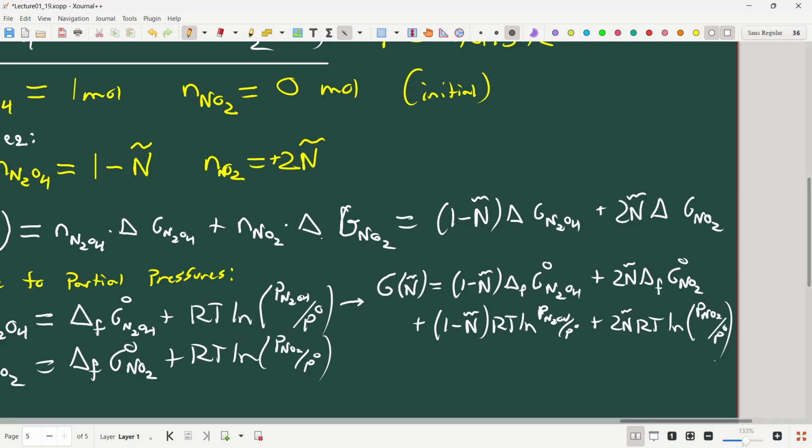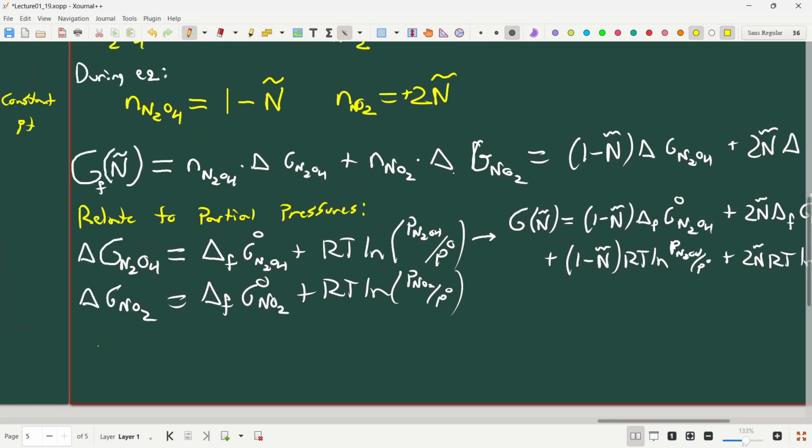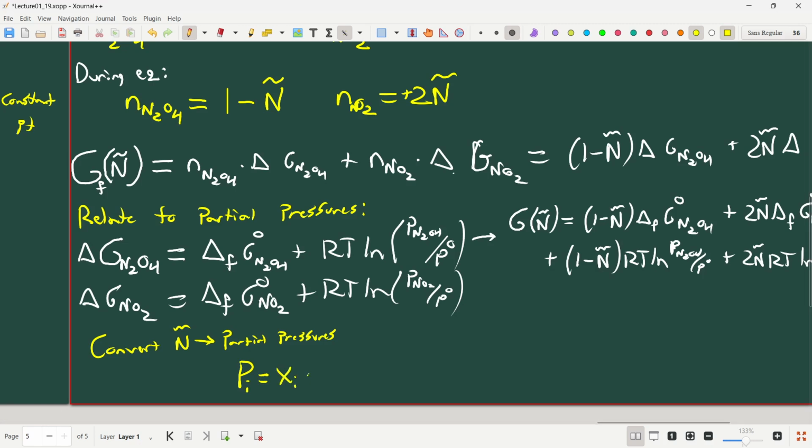Okay, so we have two variables here. We have pressure and ñ. So I want to convert one into the other. What we need to do now is convert ñ to partial pressures. The partial pressure of a material is its mole fraction times the total pressure. Right, that's the mole fraction.